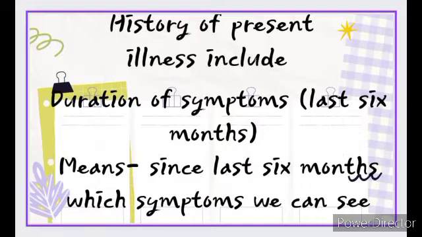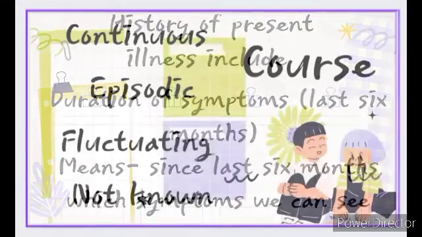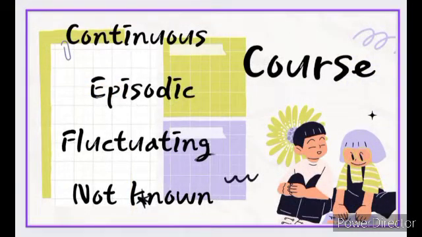Last 6 months it can be, last 1 year it can be. So the duration of symptoms can be anything. We have to ask the client how long they have been facing these types of symptoms. After that, course: continuous, episodic, fluctuating, not known.